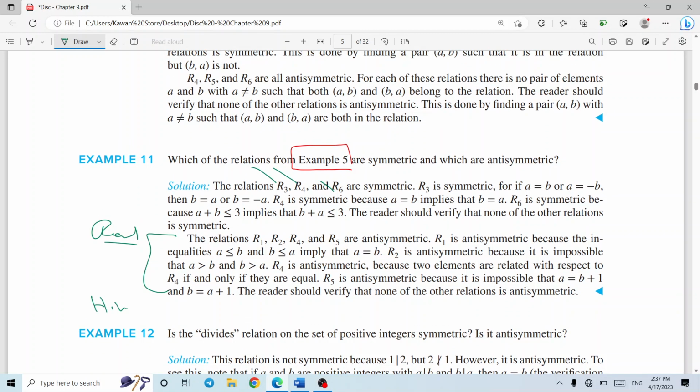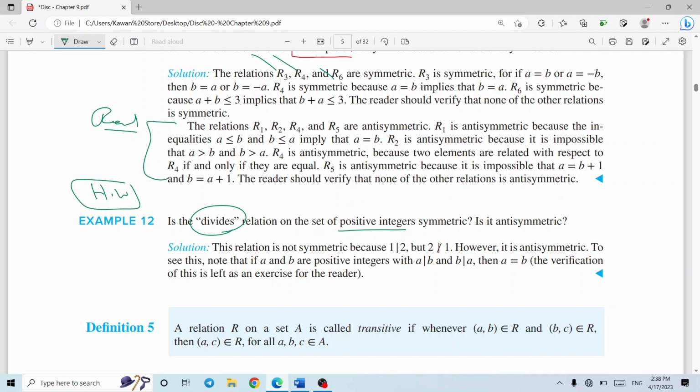Homework. The same. We have a positive integer. We have a divides relation. So make a set. Read the elements. Write the elements. Read all of them. Think about it. Then answer: symmetry or anti-symmetry. One example is enough to show symmetry or not.